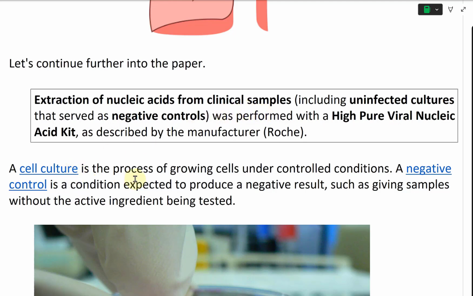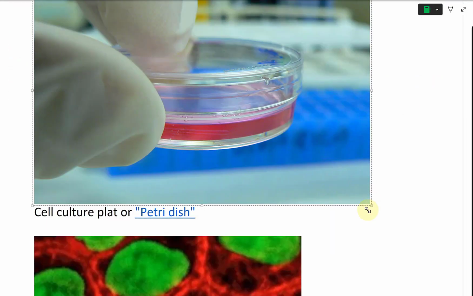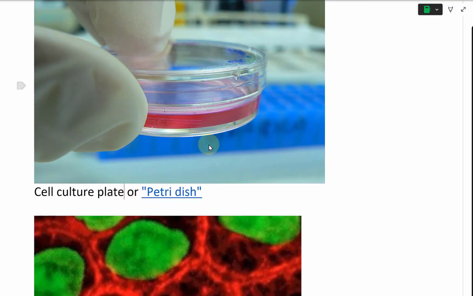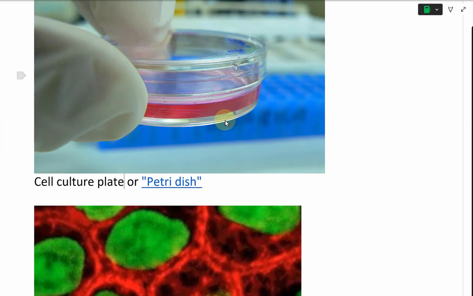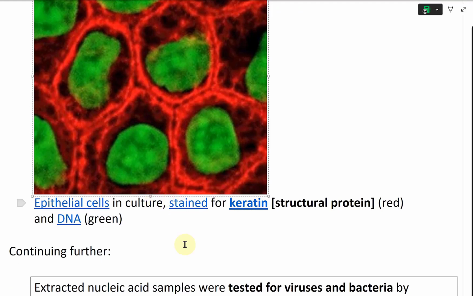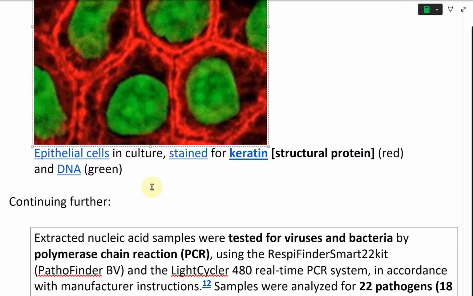So a cell culture is a process of growing cells under controlled conditions, and a negative control is a condition expected to produce a negative result, such as giving samples without the active ingredient being tested. And here's a cell culture plate, or petri dish, just a plastic or glass dish like that. And now here are epithelial cells in culture stained for keratin, which is a structural protein, in red, and DNA in green. Hard to get too much detail on this, but it's interesting nonetheless.